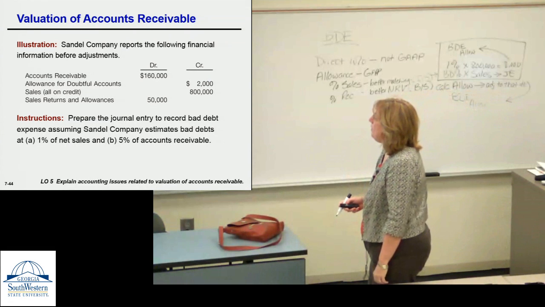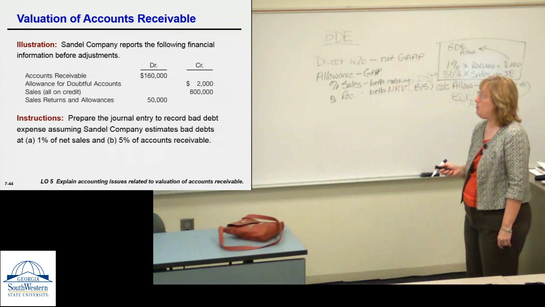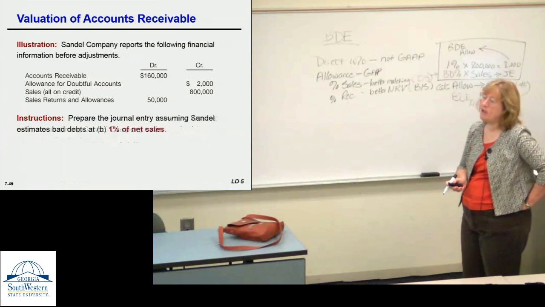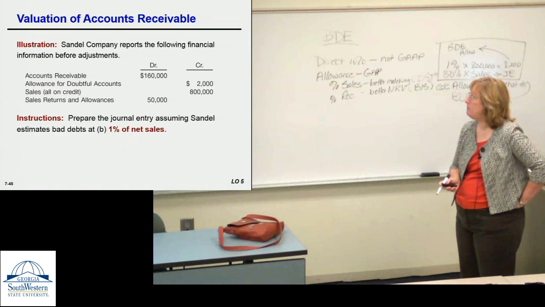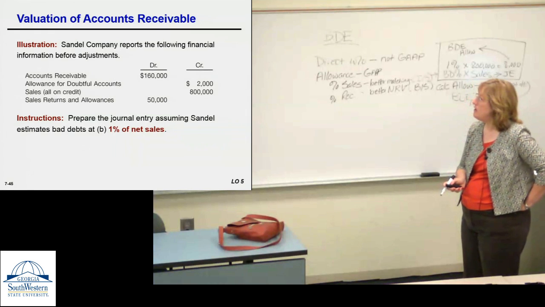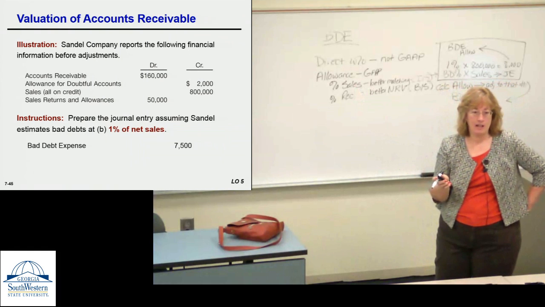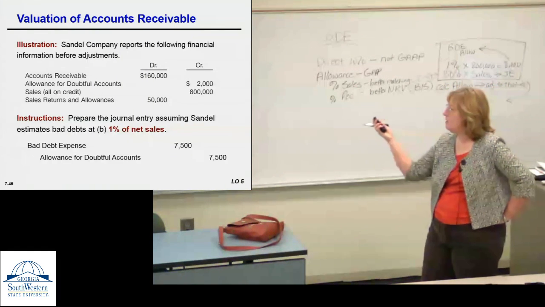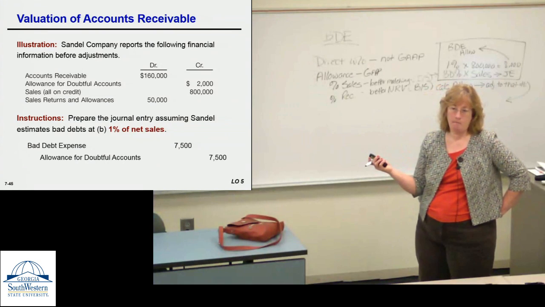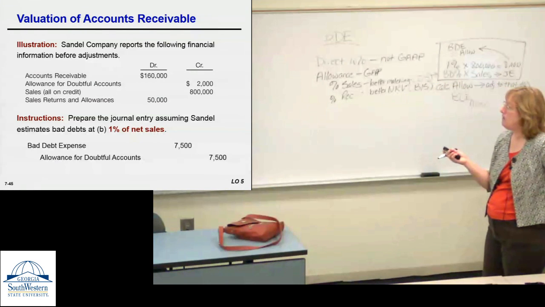Okay, so now what do we do? How do we know what amount to use? For the 1% of sales, it says 1% of net sales. What do they mean by that? Right. So we calculate 800 minus 50 is 750,000 times 1% is 7,500. We calculated the amount and we make the journal entry for that, right? That's how we got it.